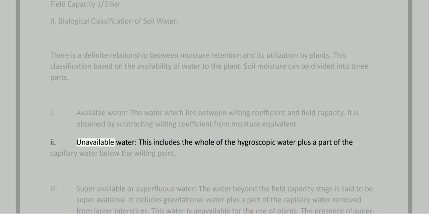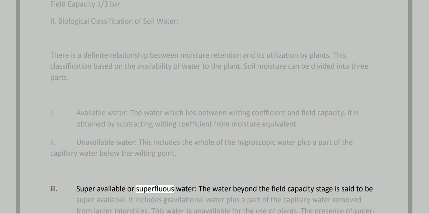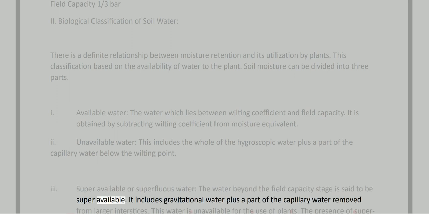2. Unavailable water. This includes the whole of the hygroscopic water plus the part of the capillary water below the wilting point. 3. Super available or superfluous water. The water beyond the field capacity stage is said to be super available. It includes gravitational water plus the part of the capillary water removed from larger interstices. This water is unavailable for the use of plants. The presence of super available water in a soil for any extended period is harmful to plant growth because of the lack of air potential.